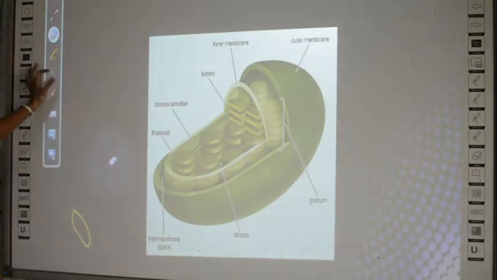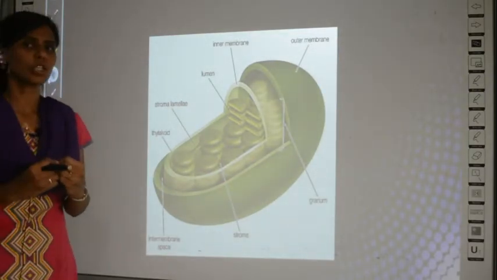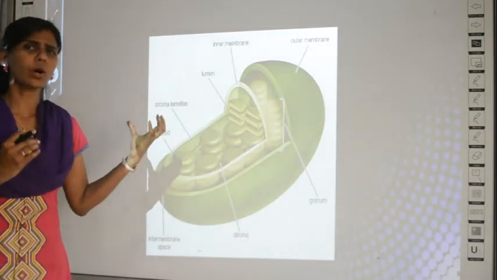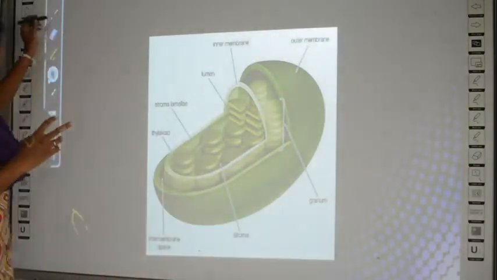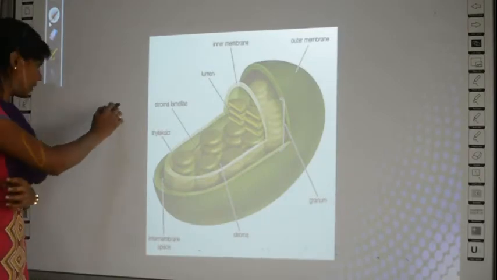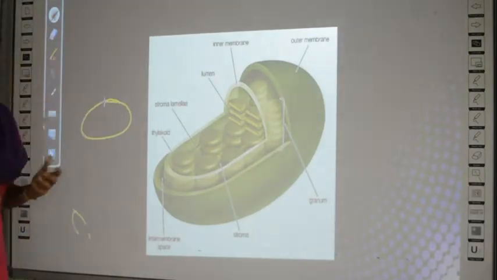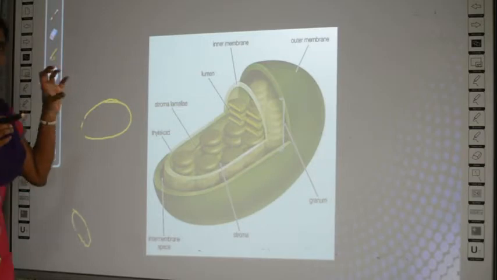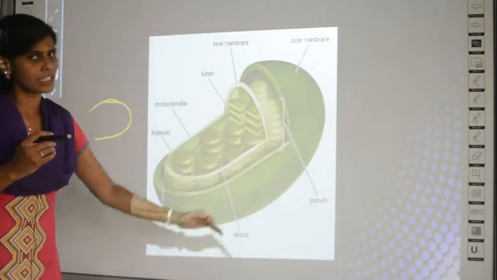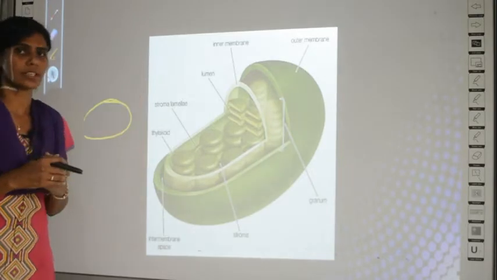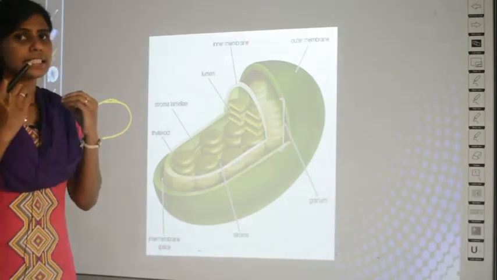Now we learn about the detailed structure of a chloroplast. What are all exactly present in a chloroplast? See, in the previous slide I have shown you a structure like this, no? Like oval structures are chloroplasts. We have learned what is present inside the oval structure. All these parts are present inside the oval structure. We learn about that in detail.